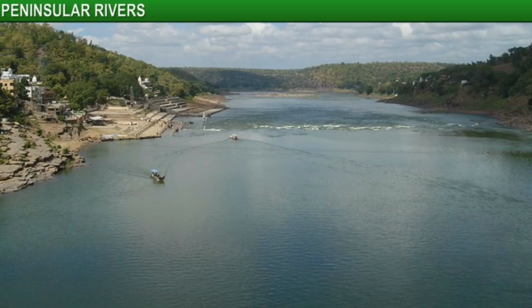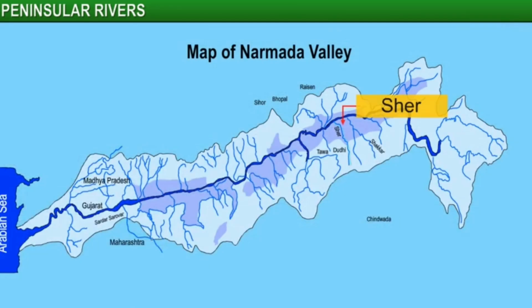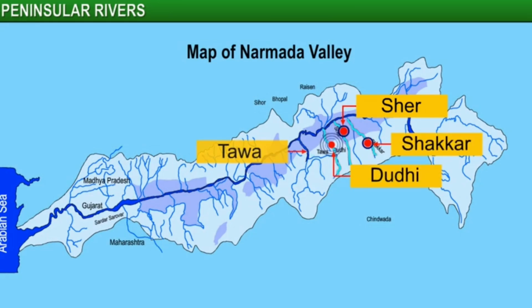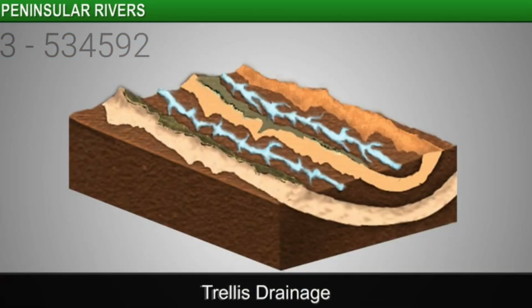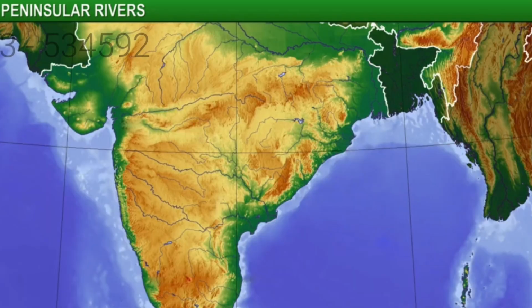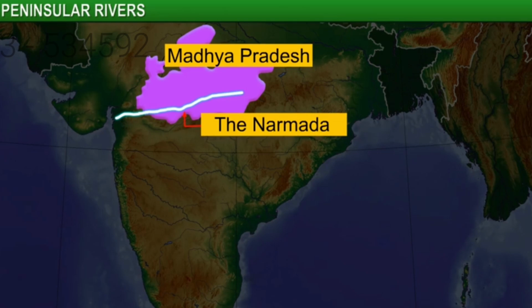The Narmada River has some interesting sounding tributaries, like the Sher, the Shakkar, the Dudhi, and the Tawa. Most of the tributaries are short and join the Narmada at right angles. Do you recall the drainage pattern here? It forms the trellis drainage pattern. The Narmada River basin spans over parts of Madhya Pradesh and Gujarat.